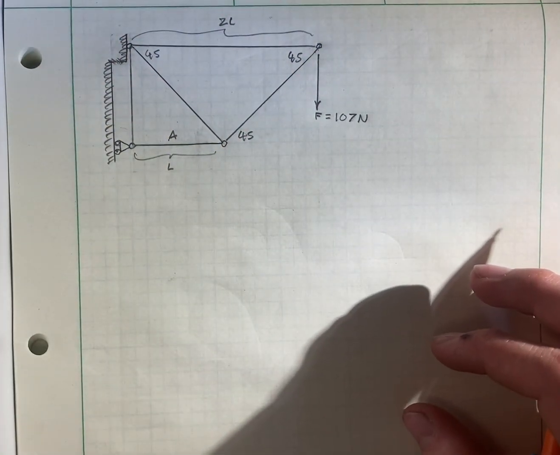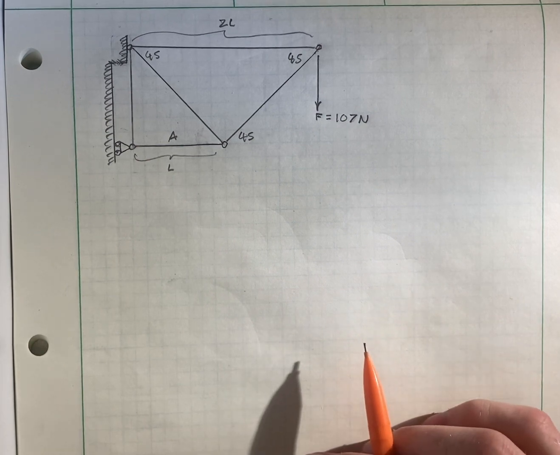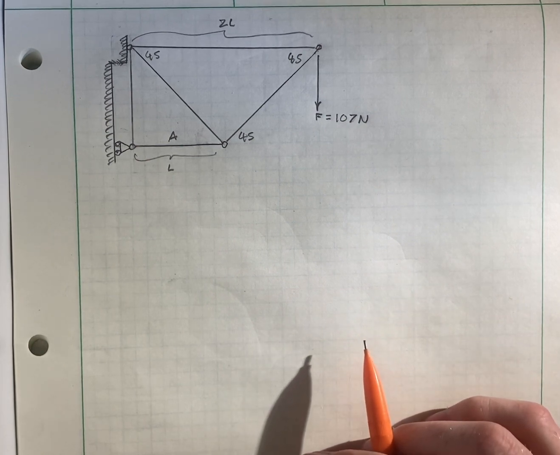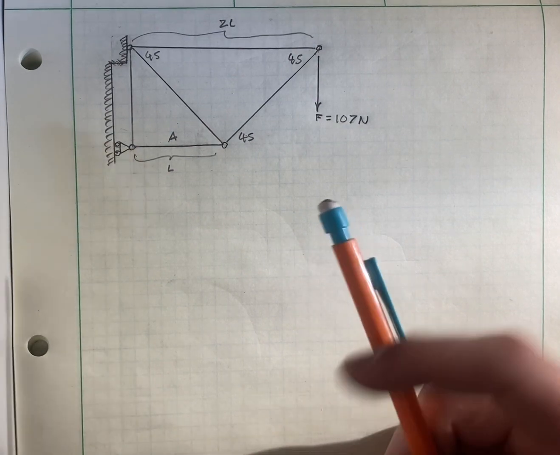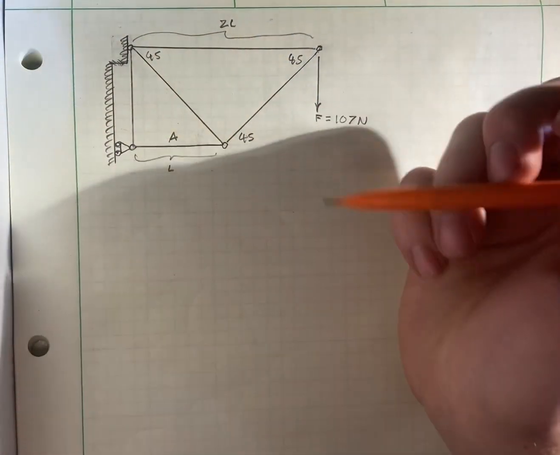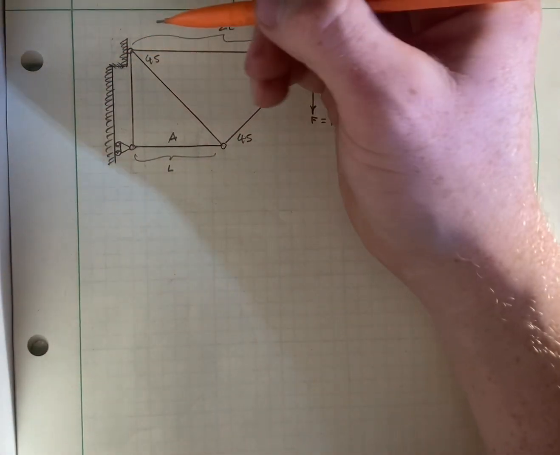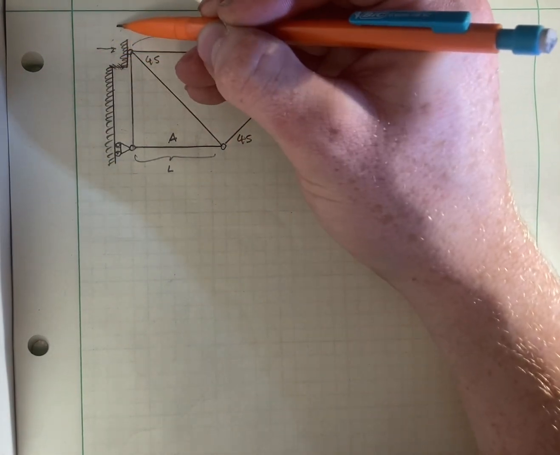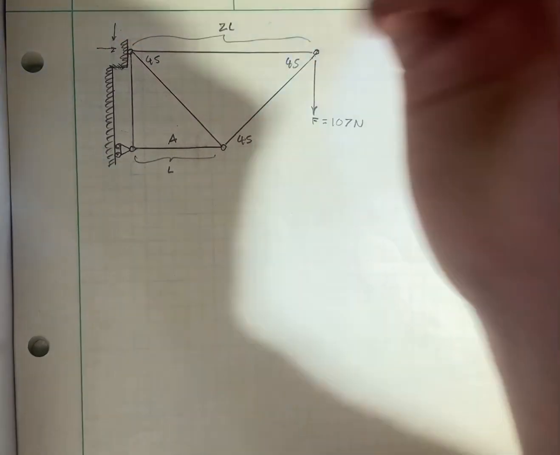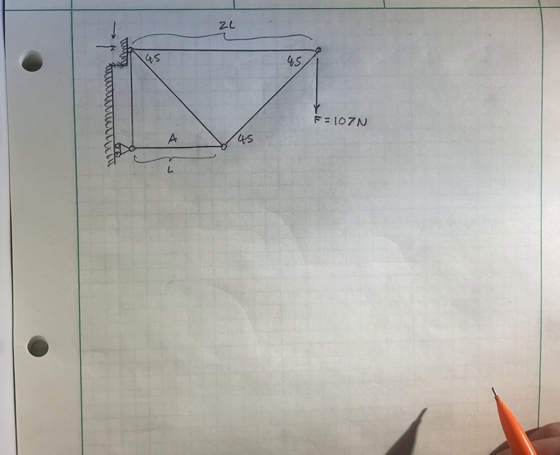So you'll see what I mean by that. But first we need to do a global free body diagram to find reactionary forces, right? So with this problem, it looks like we have a pin up here, and so that's going to give us a reactionary force in the X direction and in the Y direction. I just drew them like that arbitrarily. It doesn't really matter how you draw them.